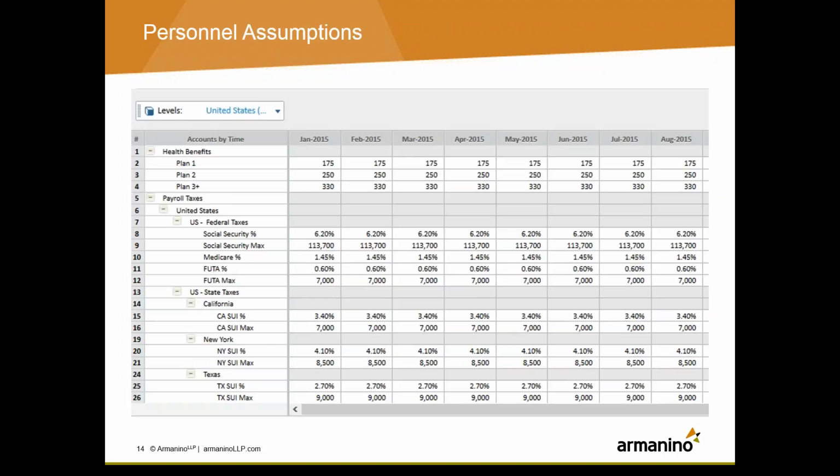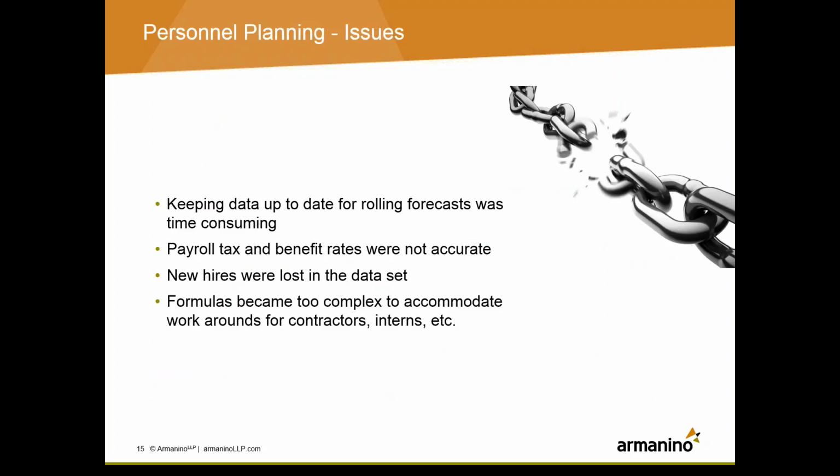Here is a screenshot of an example of the benefits and payroll tax rates that we were trying to maintain. We have 3 different health plans populated here. We have different payroll tax rates by state even, and then you could flip this over and look at Europe and different countries, and they would all have their different assumptions as well. So a lot to populate here. And are these percentages for some of the benefits in the other countries even accurate? We're not really sure.